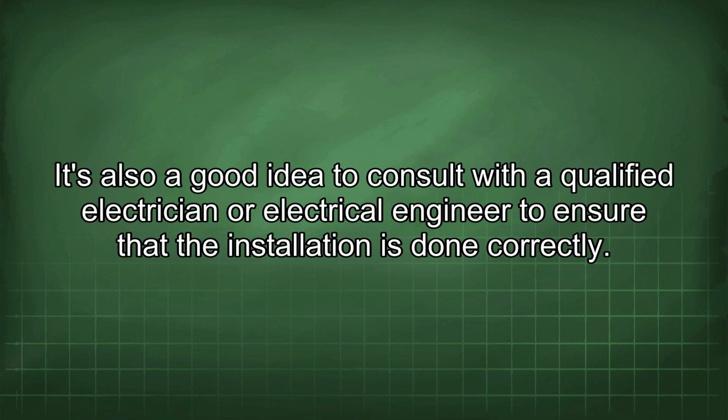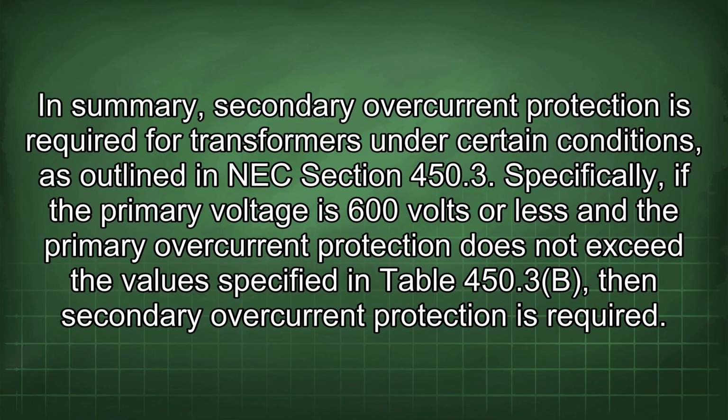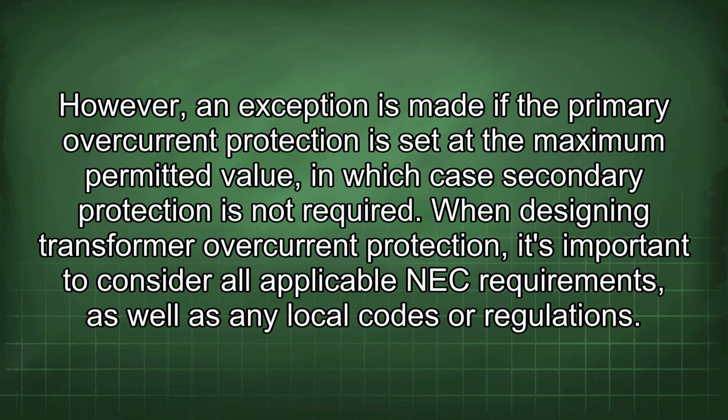In summary, secondary overcurrent protection is required for transformers under certain conditions, as outlined in NEC section 450.3. Specifically, if the primary voltage is 600 volts or less and the primary overcurrent protection does not exceed the values specified in Table 450.3(B), then secondary overcurrent protection is required. However, an exception is made if the primary overcurrent protection is set at the maximum permitted value, in which case secondary protection is not required.